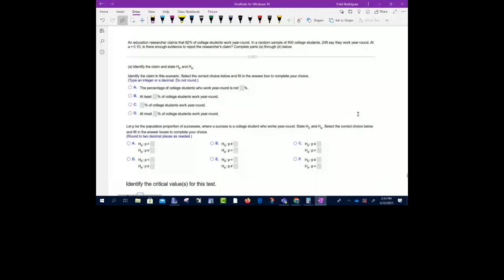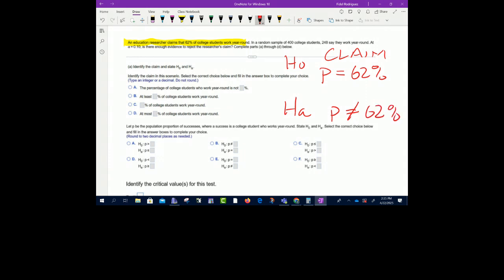Okay, so let's take a look here, y'all. I'm going to, again, read the first sentence. And it says, an education researcher claims that 62% of college students work year-round. Okay, so look, y'all, they're telling me right now, my P is equal to 62%. Y'all, that's going to be the H0, right? And that's our claim. So the Ha is going to be P is not equal to 62%, right? So when I'm walking through the process, I already know I'm going to choose part C and I'm going to put 62% right there, right?